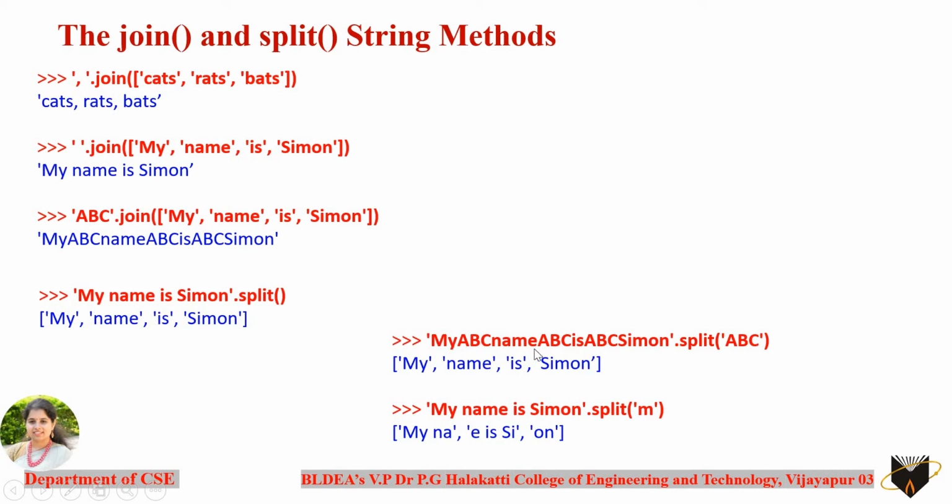In the same way, here you can see ABC has been taken as a delimiter. Wherever you come across ABC, that is going to be considered as a separator for this string. That's the reason you get the result "my name is Simon" as the elements of the list. The same goes for the next example as well.